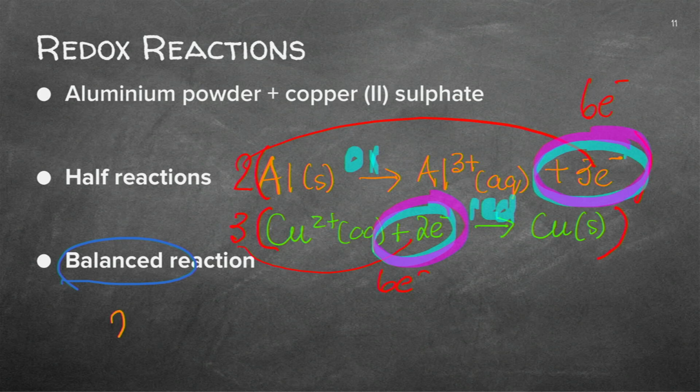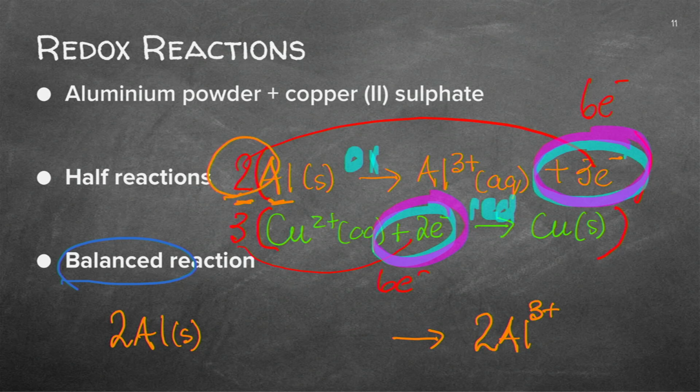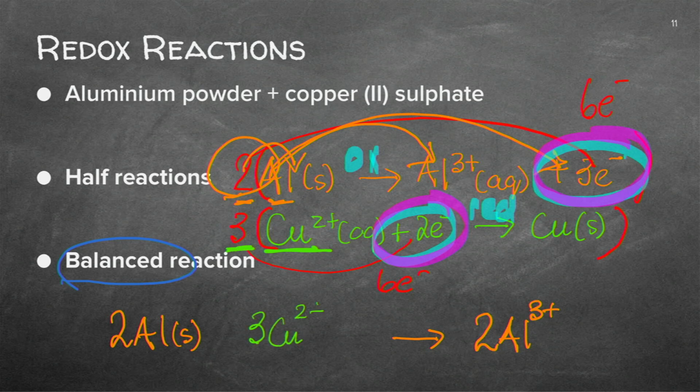I've got 2 aluminium. Do you see that 2 and the aluminium in the solid phase? And that's becoming 2 aluminium 3 plus ions. You see that 2? I'm multiplying it with the aluminium, with the ions as well as the electrons. On the other hand, I've got copper 2 plus, but I've got 3 of it. So 3 copper 2 plus, and it will give me 3 copper solid. I just want to complete the phases here. Remember, this is in aqueous.